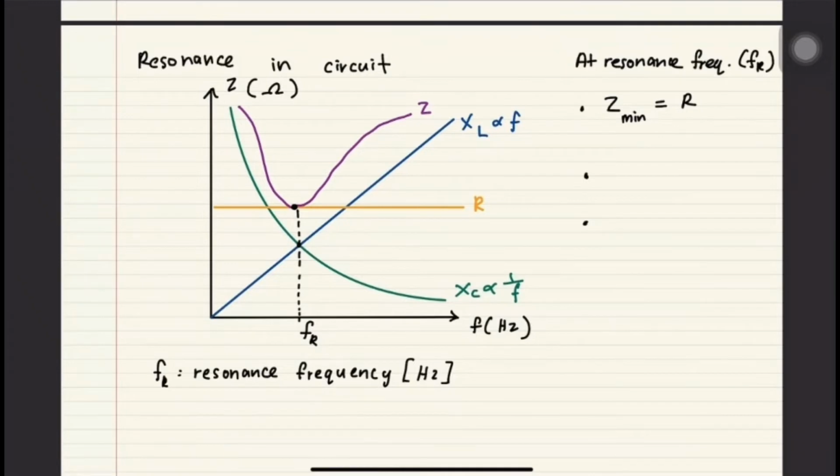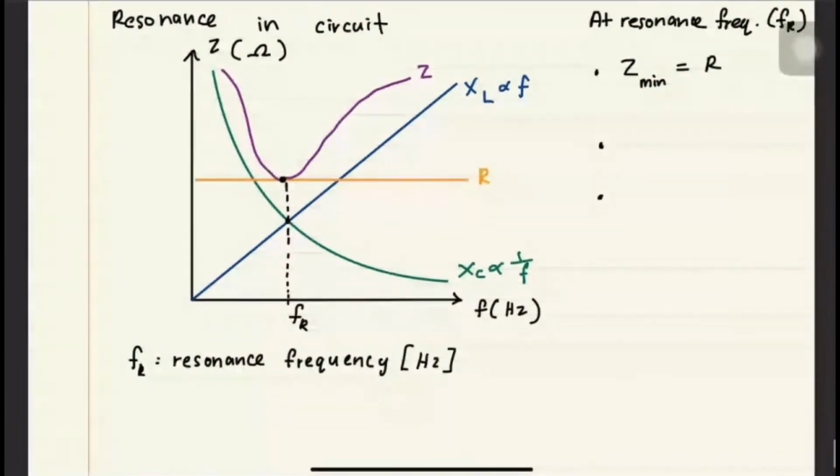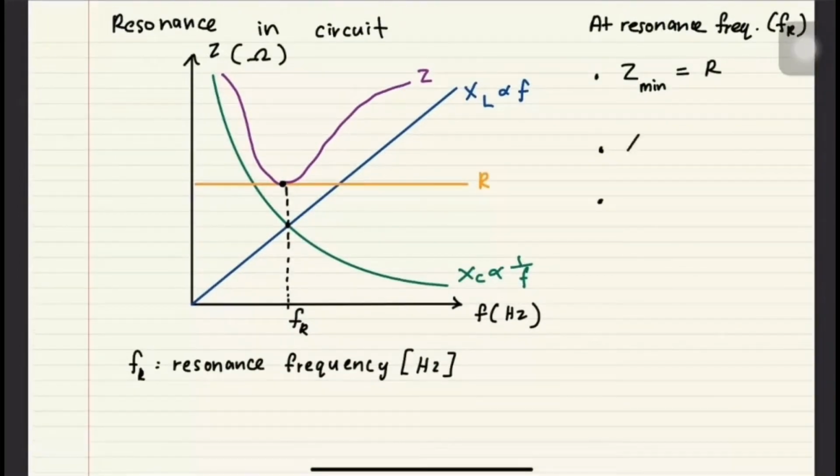Okay, and then the other point below, you can see that the green and blue overlap. The green one is your XC and the blue is your XL. It means that your XC is equal to XL. Again, still at the resonant frequency.